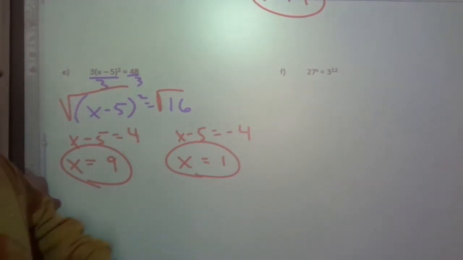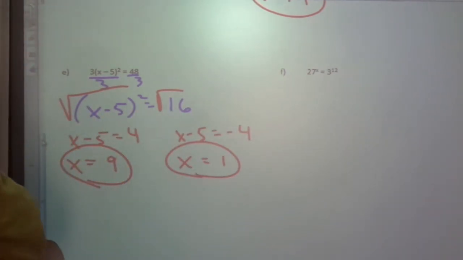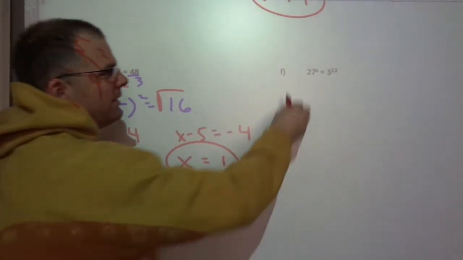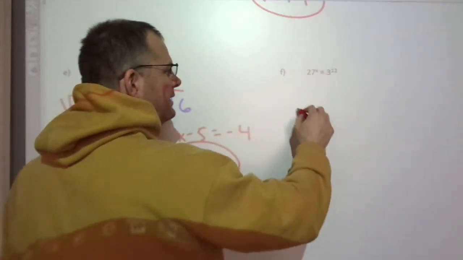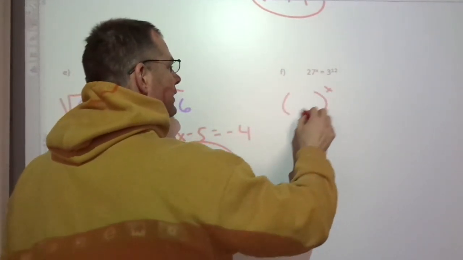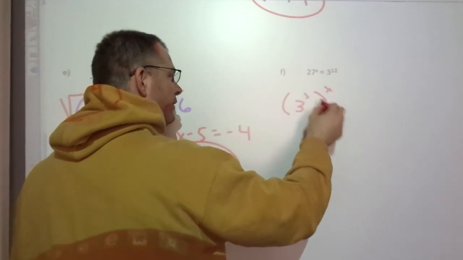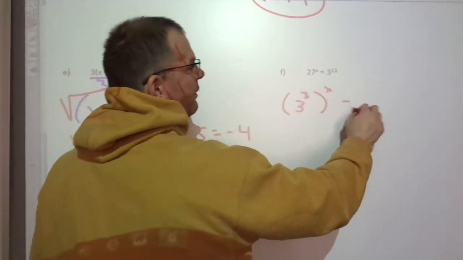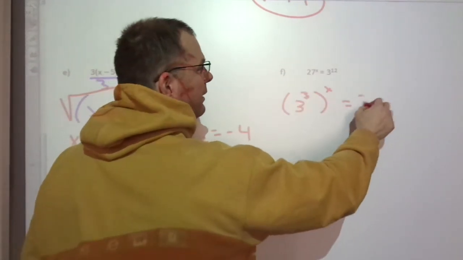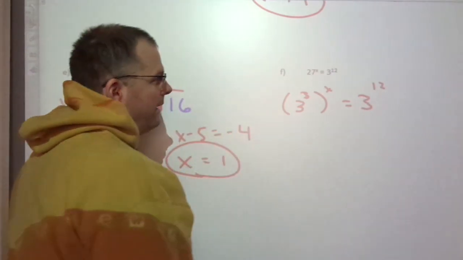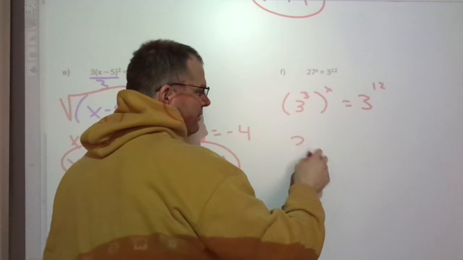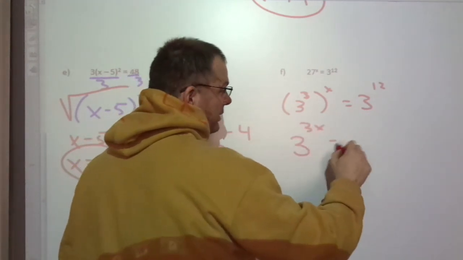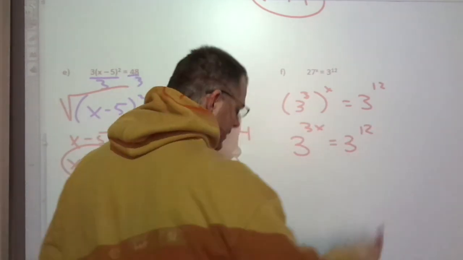Over here it's asking 27 to the what is equal to 3 to the 12th. Well, let's see if I can write 27 as 3 to the something. I know 27 is the same thing as 3 to the 3rd. So I could write it as 3 to the 3rd. And I know that when I have a power to a power, I can just multiply those exponents. So 3 to the 3x is equal to 3 to the 12.